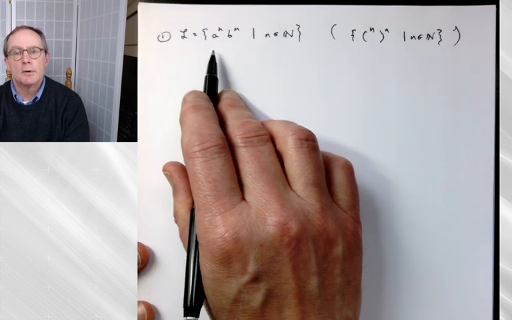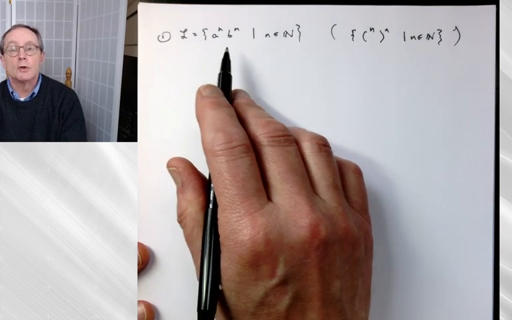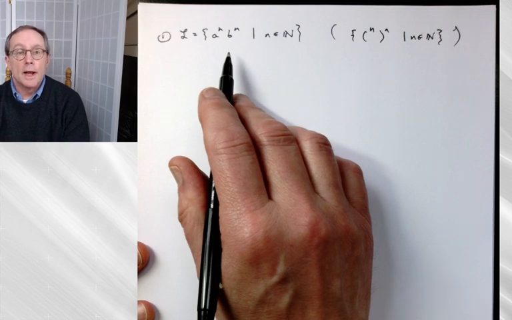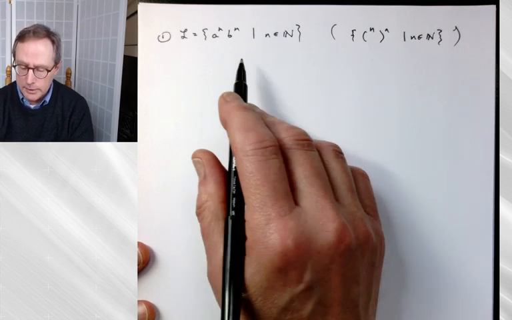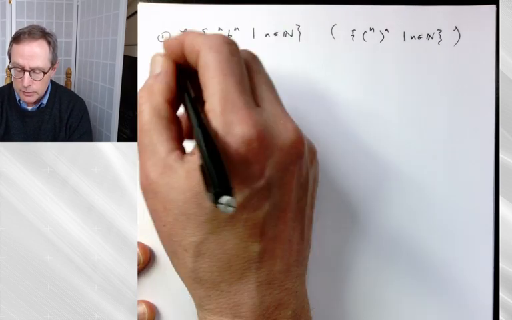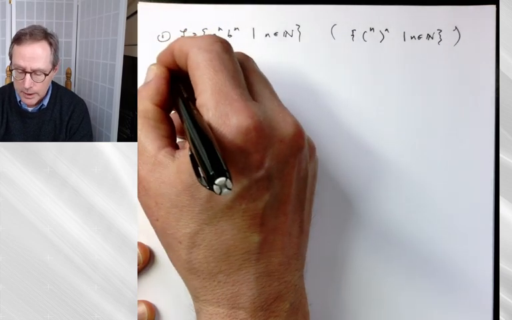Very important example. So I have to use the pumping lemma to show that this language is not regular. The way the argument goes, the way so many arguments go in mathematics, we suppose it is regular, and we're going to end up with an impossibility.